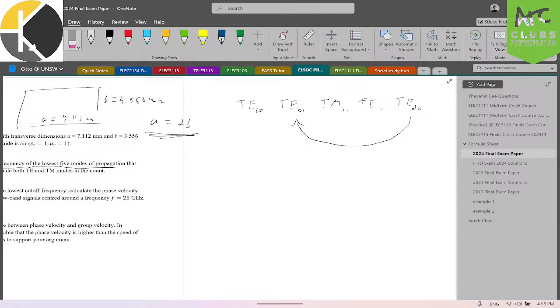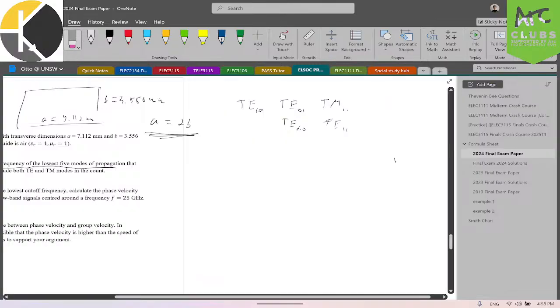I will actually stack them together. This is going to be TE20, and this is going to be the frequency here. And those are the lowest 5 modes. The higher modes, like 02, 21, are obviously going to be at higher frequencies. And the question only asks for the 5 lowest, so I don't need to consider them.